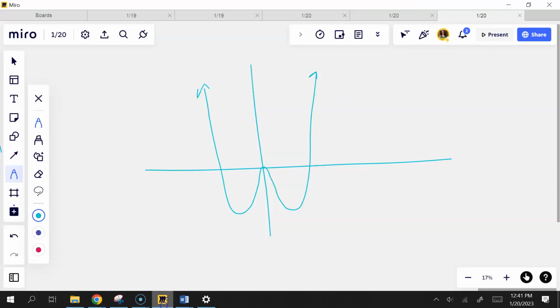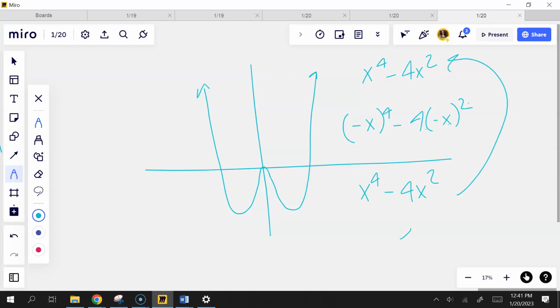Oh, okay, let's confirm algebraically. This one is x to the fourth minus 4x squared. If we put a negative x in for every x, so negative x to the fourth minus 4, no number. You raise it to an even power, it forces it to be positive. So x to the fourth, again forces positive, minus 4x squared. It looks exactly the same, which tells me it's even, which tells me the y-axis is the axis of symmetry.